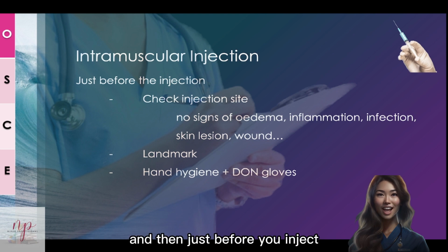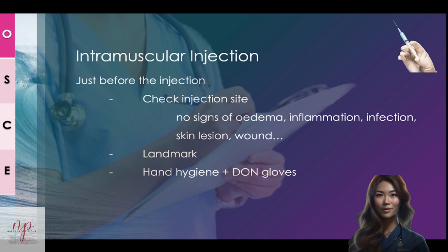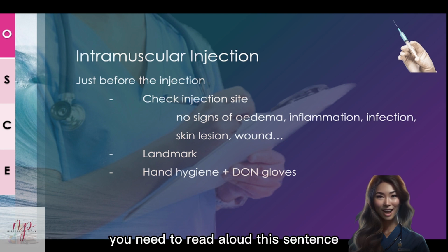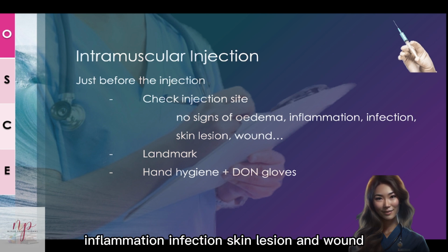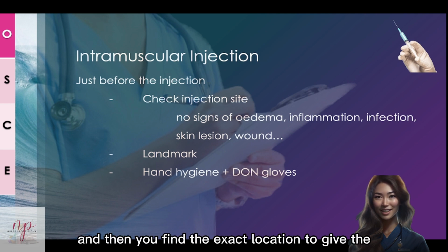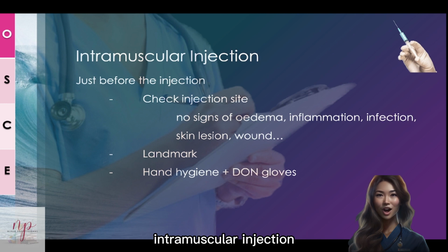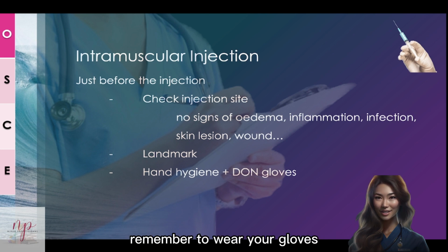And then, just before you inject the medication, you need to check the injection site. You need to read aloud this sentence. You check the injection site. For example, the deltoid. You need to state that there are no signs of edema, inflammation, infection, skin lesion, and wound. Rule out all these things and use the landmark, and then you find the exact location to give the intramuscular injection. Just before you give the injection, make sure of hand hygiene and wear your gloves. Remember to wear your gloves.